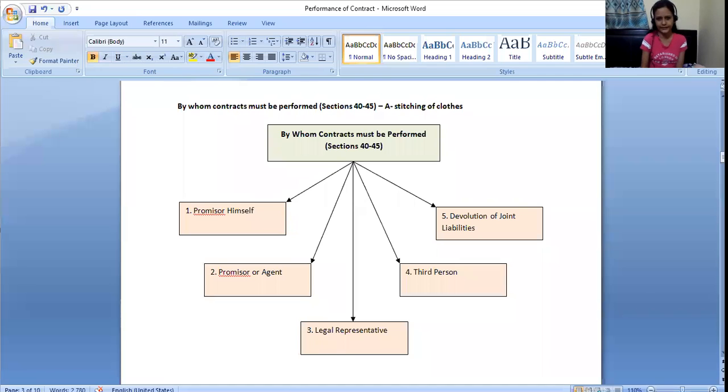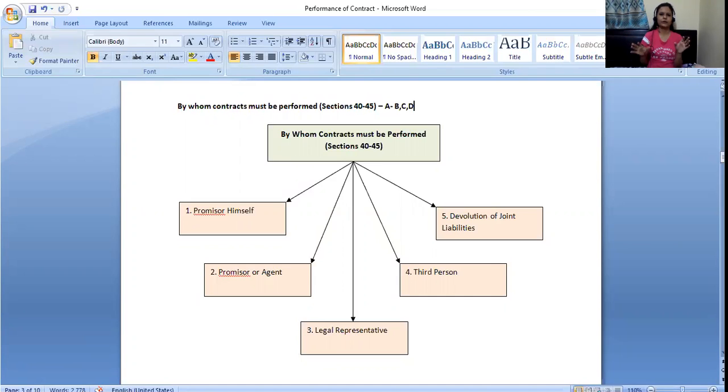Next is devolution of joint liabilities. Sometimes in one contract, it may be not just one and one, 2 persons, right? It may be one person making a contract with several other persons, right? Maybe one person is making a contract with 2, 3 persons. Take for example, A made a contract with B, C and D. B, C and D are like a group of people, like partners or something like that.